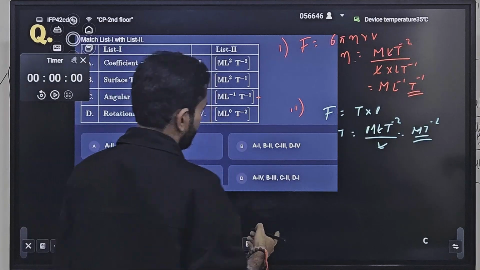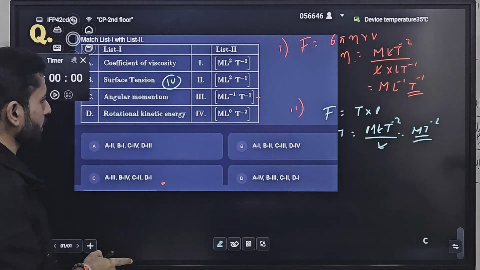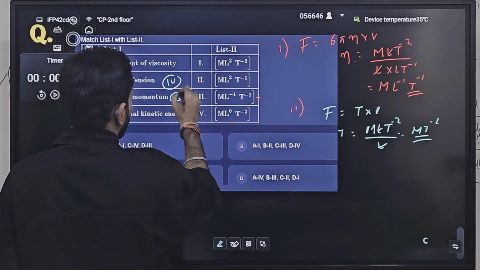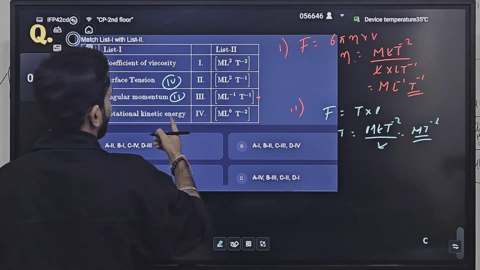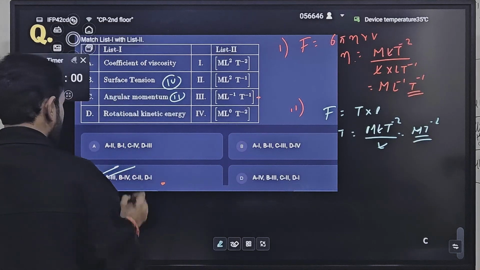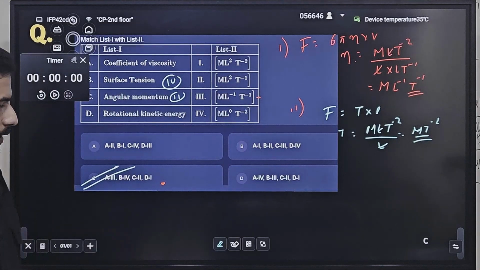Angular momentum we have already discussed. M into V we have already seen. M into L, that is M L square T minus 1. That means the second one is correct. And then kinetic energy is the same as energy, M L square T minus 2. That is obviously completely correct.